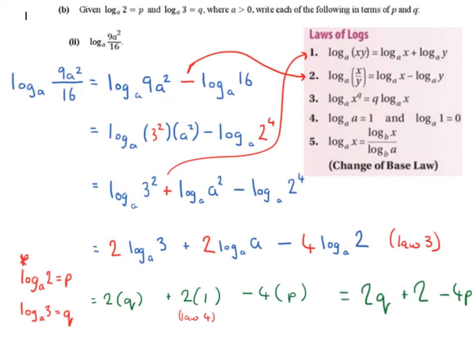Now we have a look back at our question, and remember we have log base a of 2 is equal to p, and log base a of 3 is equal to q. So this log base a of 3 we swap for q, so we get 2 times q, which is just 2q. Log base a of a is just going to give us 1. That's law 4. So we get 2 times 1, which is 2. And log base a of 2 gives us p. So we get minus 4 times p, which is minus 4p. So we end up with 2q plus 2 minus 4p.